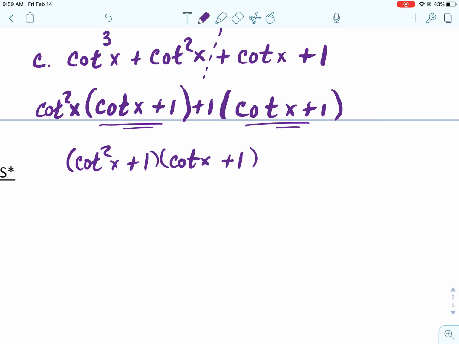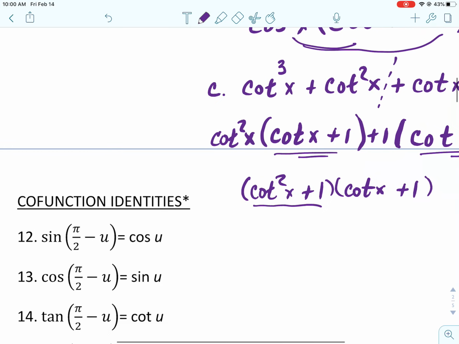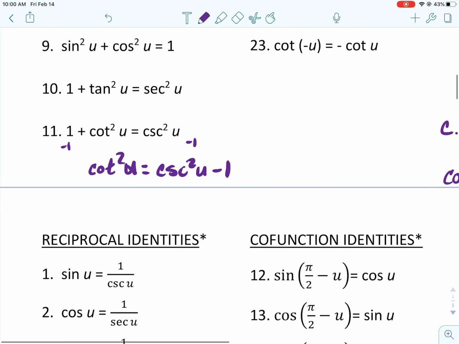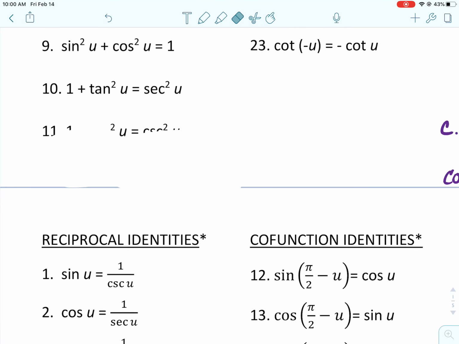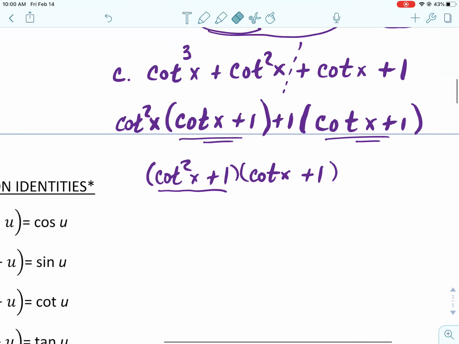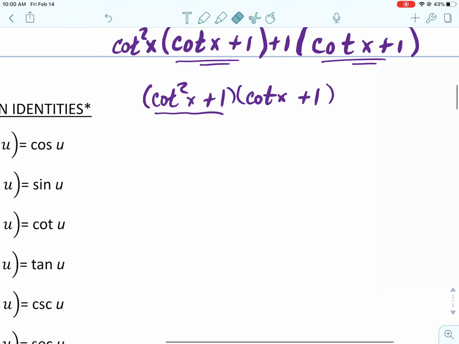All right, so again, we have a squared trig function and an addition or subtraction with 1. That is probably going to match up with an identity. It matches exactly with the original number 11 identity. So I'm just going to replace 1 plus cotangent squared of x with cosecant squared of x.